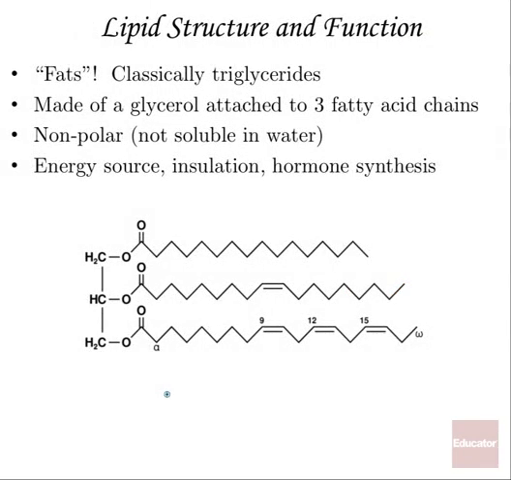So now moving on to lipids, lipid structure and function. They're called fats, and a classic example is triglycerides. So you can have a fat that's not a triglyceride, like cholesterol. Okay, that's also a lipid, that's also a fatty substance. But triglycerides are the classic one that you hear a lot about in textbooks. So what is a triglyceride made of? It's made of a glycerol attached to 3 fatty acids. That's where the name triglyceride comes from. So glycer, from that word glycerol, 3 fatty acid chains attached to it.